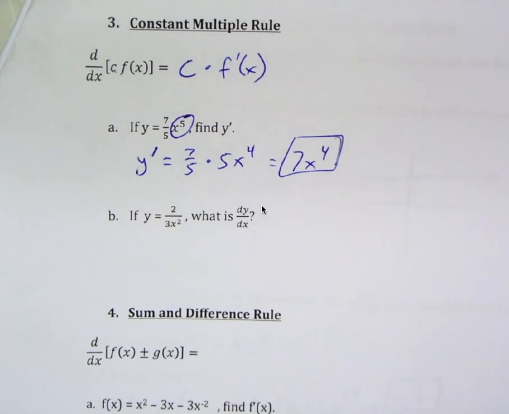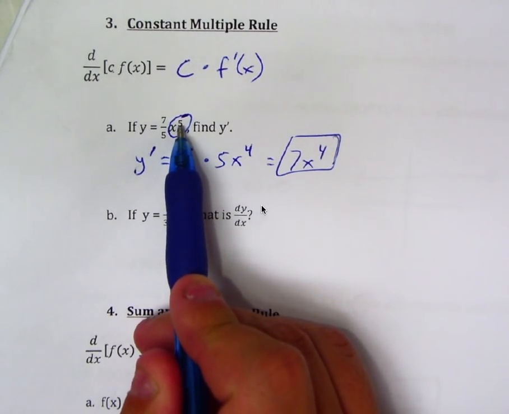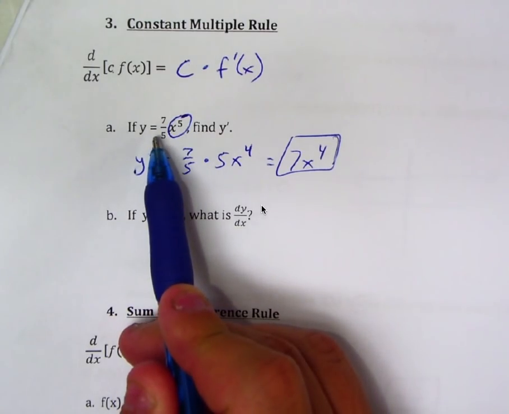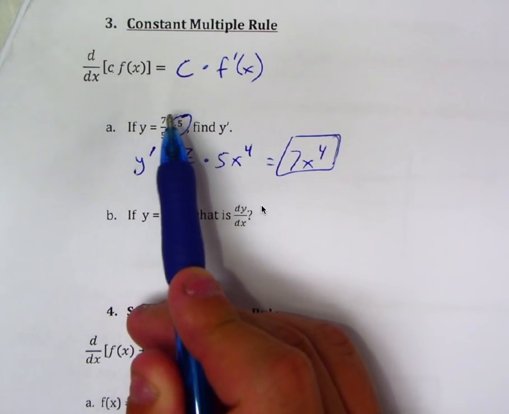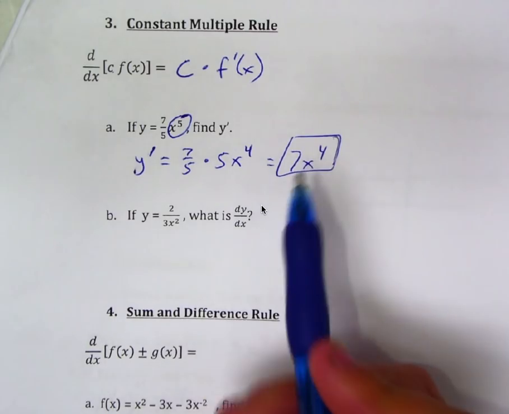To simplify that process, really what you're doing is taking that exponent and multiplying it to the coefficient. That's what's happening there. You're multiplying the exponent to the coefficient, reducing your power by 1.